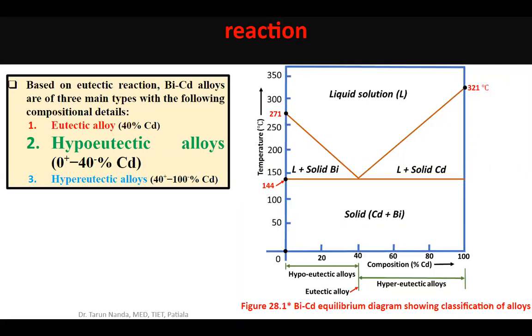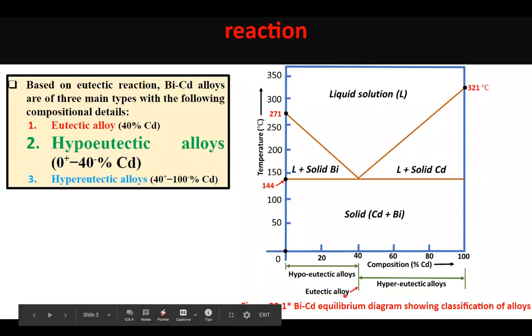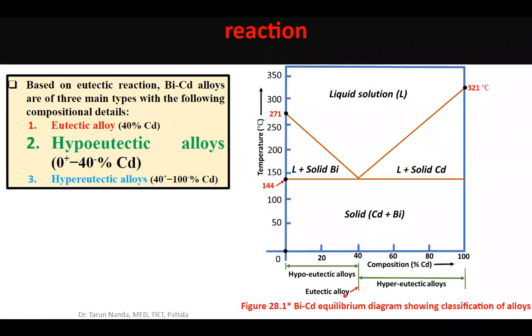Now, what does that mean? Whenever any alloy, whether it's a hypereutectic alloy or a hypoeutectic alloy, shows the eutectic reaction, they'll also show it completely. But it is only for the eutectic alloy that we write that the eutectic alloy is one which undergoes the eutectic reaction completely. It has a different connotation. It has a different meaning.